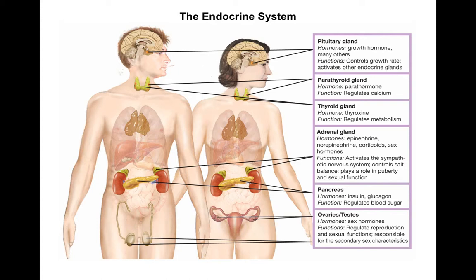The adrenal glands, which sit on top of the kidneys, produce hormones that prepare the body for emergencies and stress. They also release corticoids and some sex hormones as well. Whereas the pancreas regulates blood sugar levels by releasing the hormone insulin. And the gonads, well, they're the ovaries of females and the testes of males, and they regulate reproduction and sexual functions.